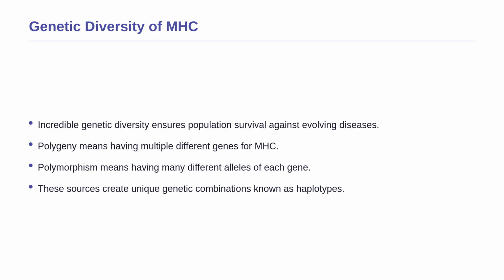This brings us to one of the most fascinating aspects of the MHC, its incredible genetic diversity. This diversity ensures that a population can survive new and evolving diseases. It comes from two main sources. First is polygeny, which means we have multiple different genes for MHC. Second is polymorphism, meaning there are many different versions or alleles of each gene in the population. Together, these create unique genetic combinations known as haplotypes.